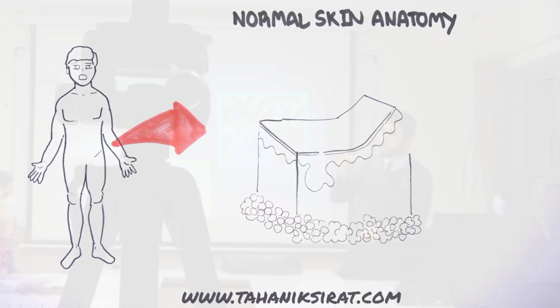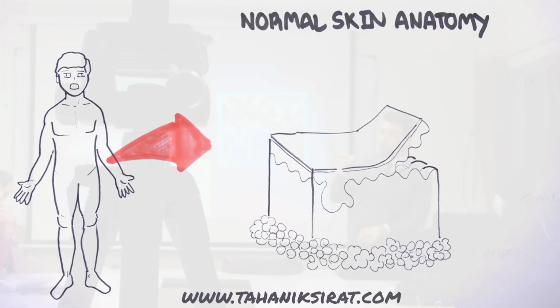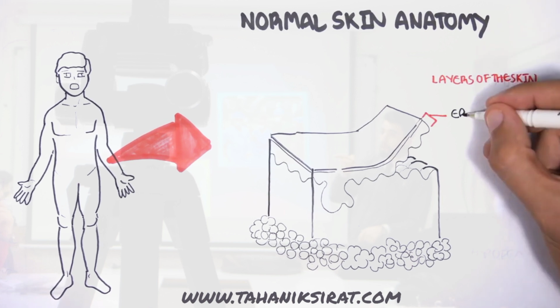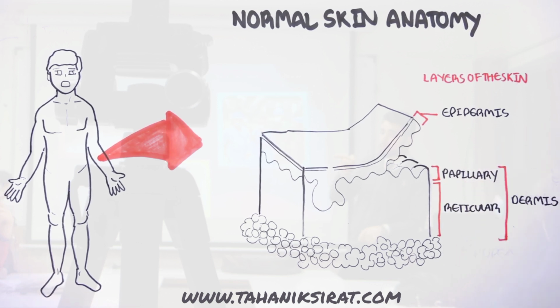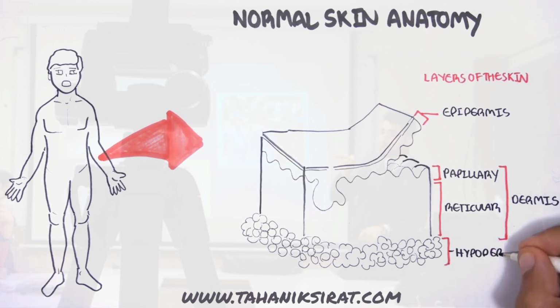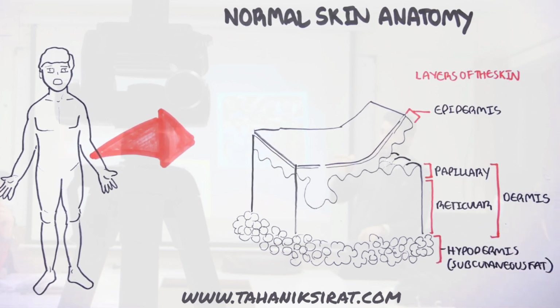So here's a section of our skin. We have three layers of the skin, obviously. The epidermis on the very top, the dermis, which is further divided into the papillary layer for your fingerprints, and then your reticular layer. And then you have the hypodermis, also basically what is known as fat, the subcutaneous fat. The hypodermis is not really a true skin layer.